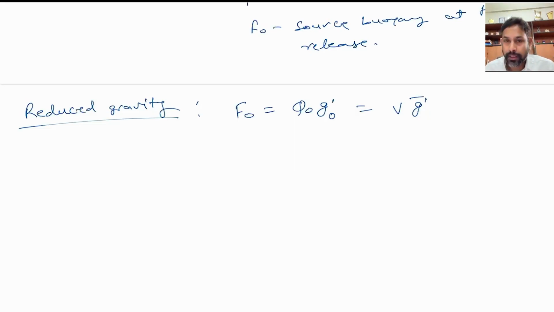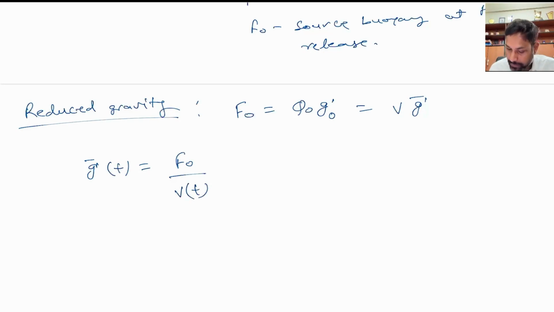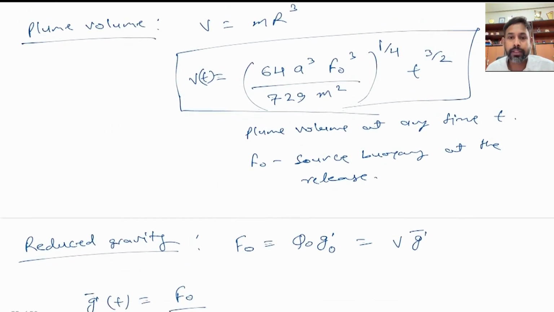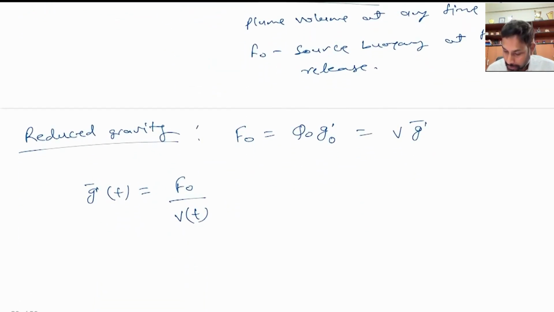So q naught is the volume at the release, g prime naught is the reduced gravity at the release, and whatever buoyancy we had at the release is conserved at any other time, right? And that is why to find g prime bar at any time t, we can simply divide F naught by V of t, and V of t comes from this equation which we just derived.